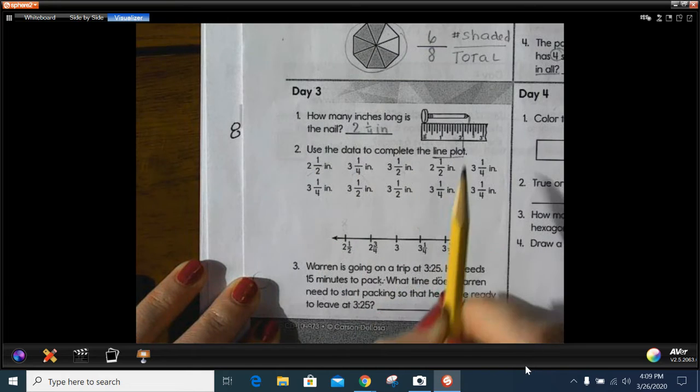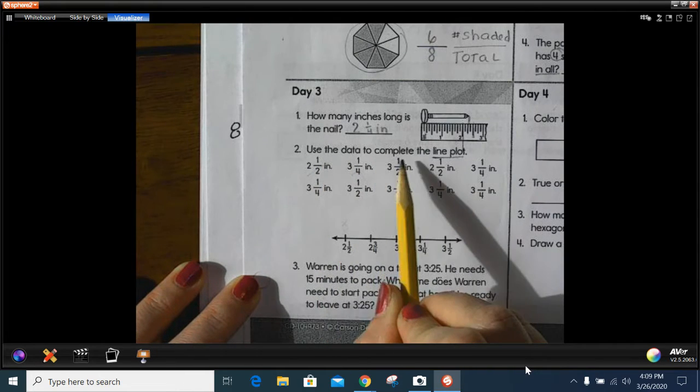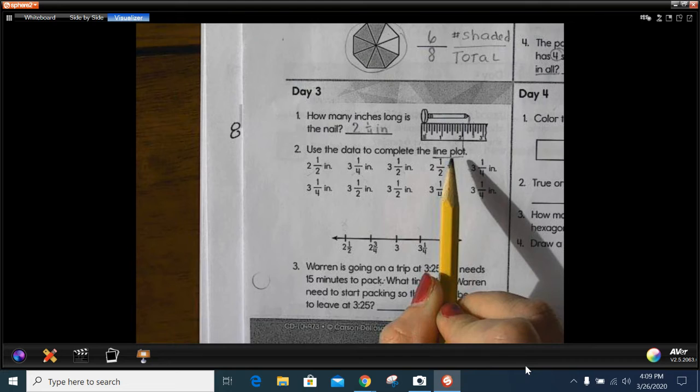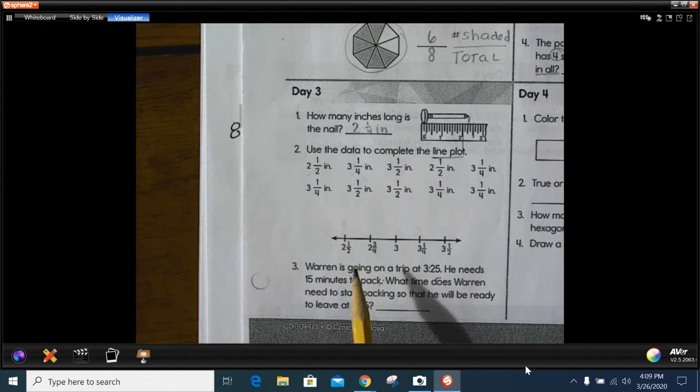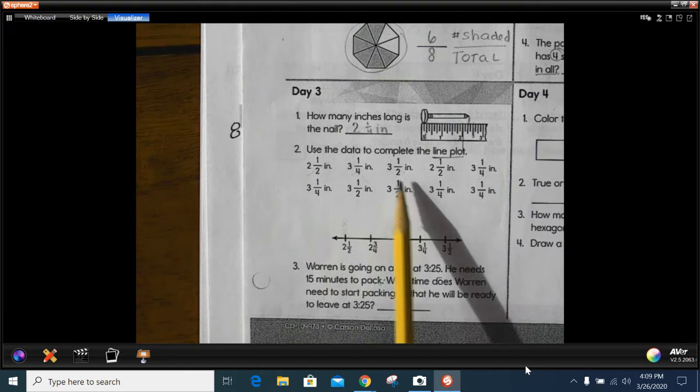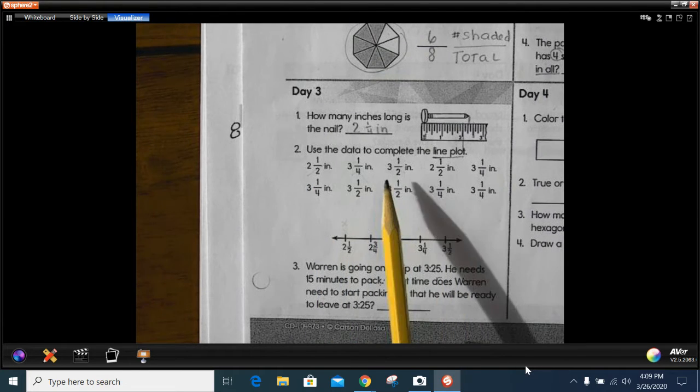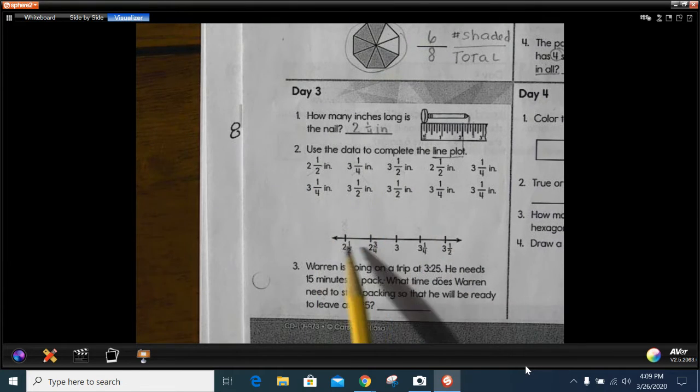Next would be a line plot question. Use the data to complete the line plot. And line plots are also something that's fairly new to us as well. So here's what they've given you guys. They've given you a whole bunch of different fractions, and what you need to do is use this information up here to create a chart using this number line here.